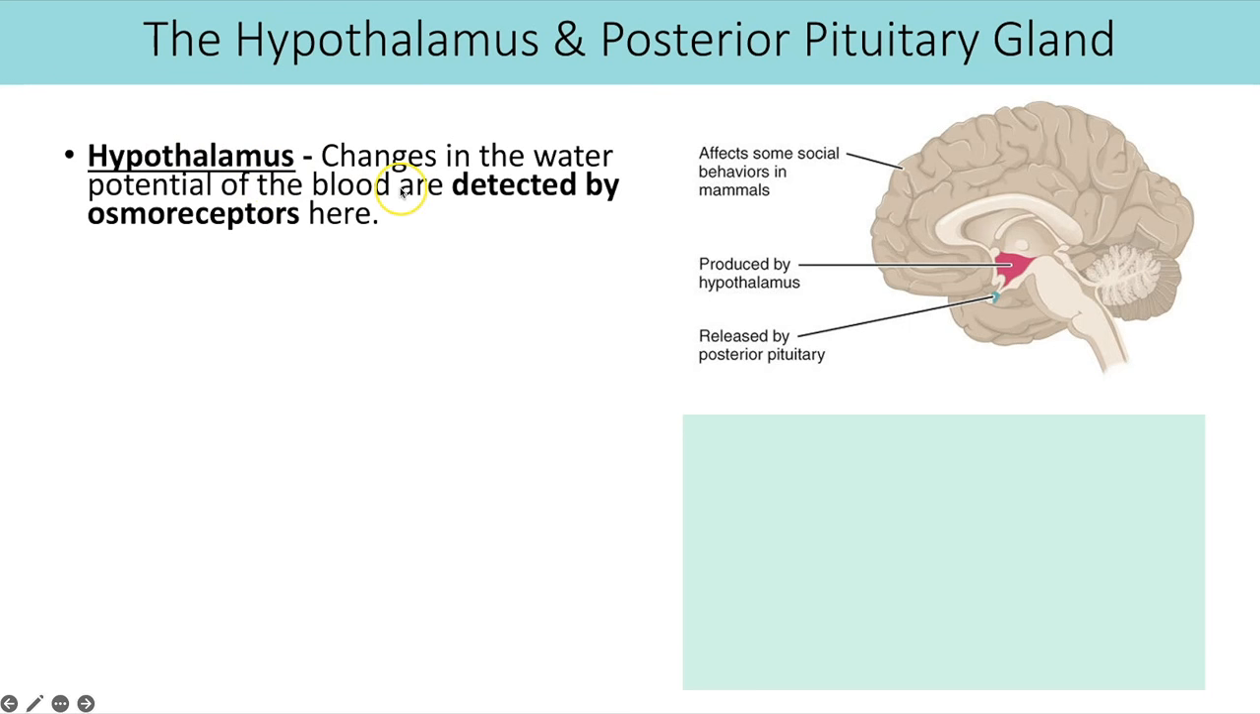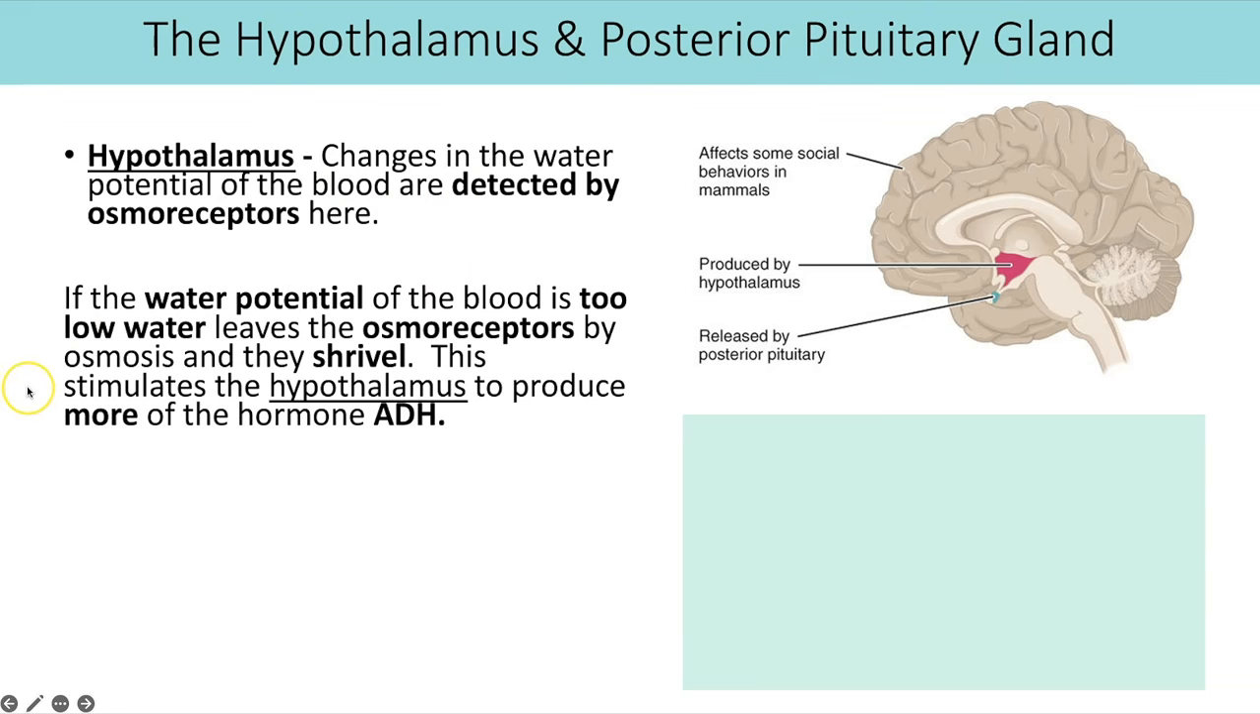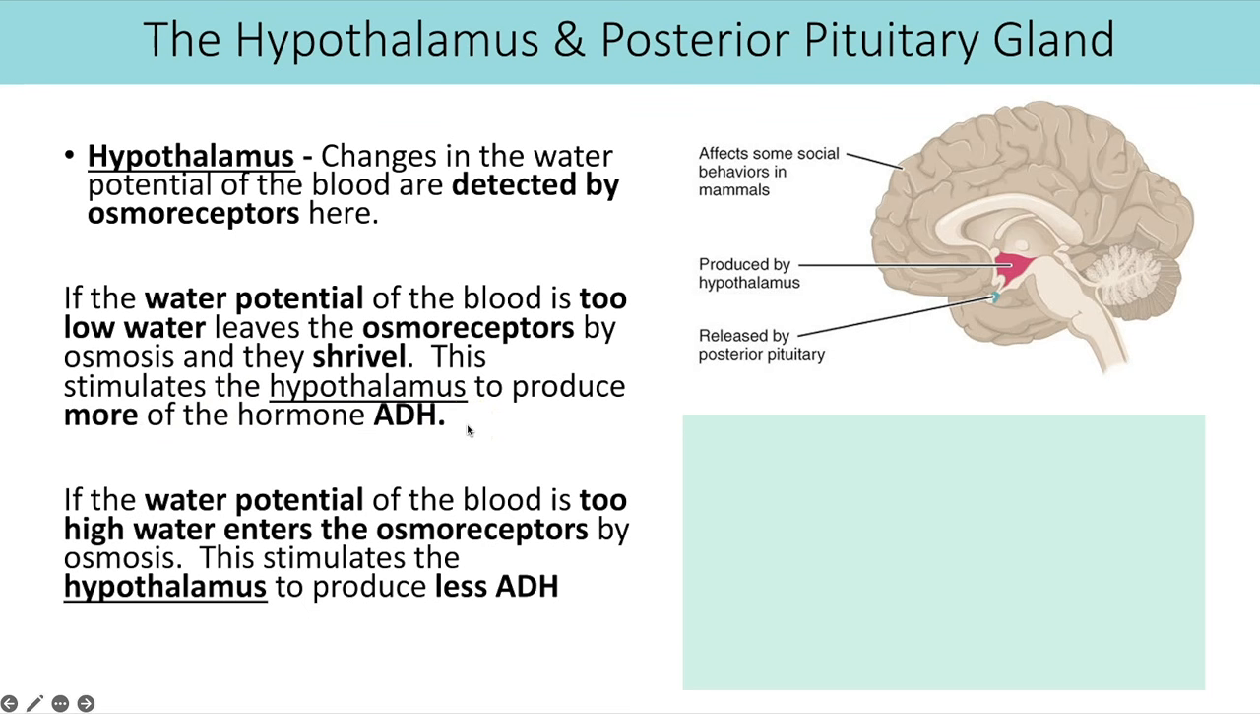The hypothalamus is where you find the osmoreceptors, which are the cells that detect changes in the water potential of the blood. If the water potential of the blood is too low, water will leave those osmoreceptors by osmosis and it causes them to shrivel. And this stimulates the hypothalamus to produce more of the hormone ADH. If the water potential of the blood is too high, water will then move into the osmoreceptors by osmosis, and this stimulates the hypothalamus to produce less ADH.